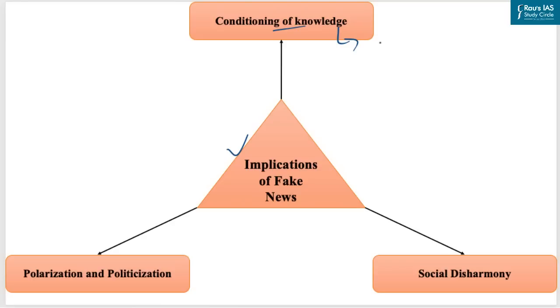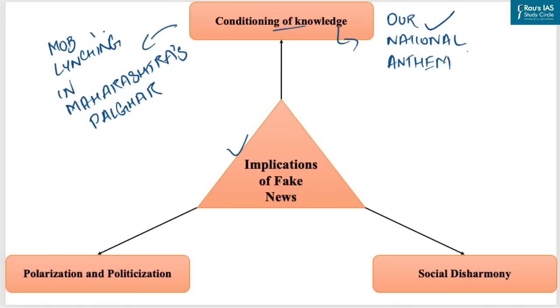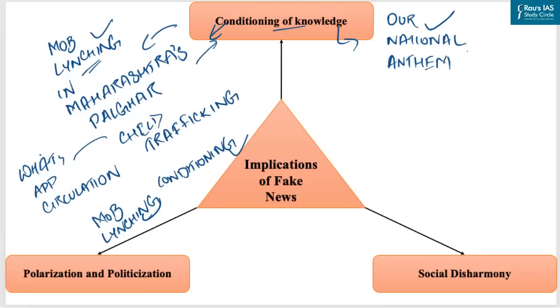The best example of this is our national anthem being recognized as the world's best anthem by UNESCO. Another example is mob lynching in Maharashtra's Palghar. Let me tell you how. So there was a post or article on social media claiming involvement of a specific religious or ethnic group in child trafficking, which went viral on social media.